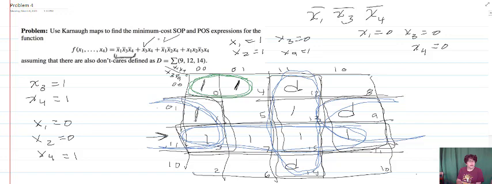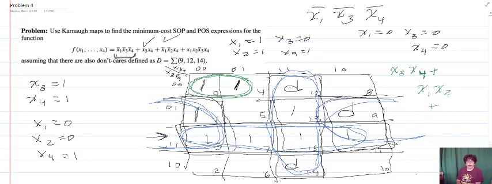And so in this row, they all have x3 equal to 1 and x4 equal to 1, and x1 and x2 are different. So this is going to include x3, x4, plus. Now I'll look at this column. And again, I like the columns because I can just read it off the top. That one will be x1, x2.